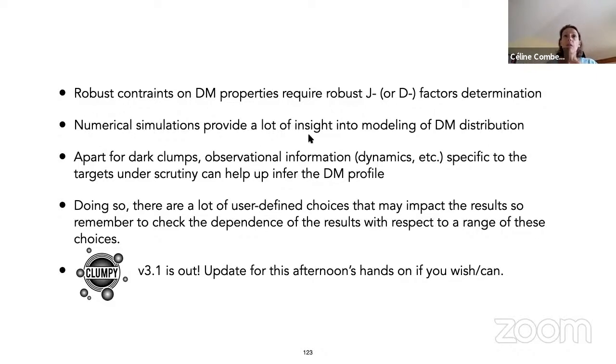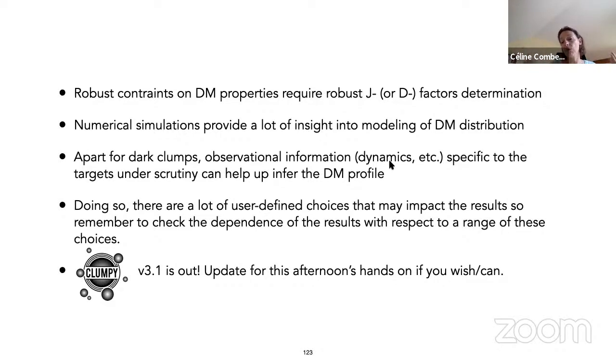Numerical simulations provide a lot of insight on how to model the dark matter distribution. We've relied a lot on dark matter only simulations. Now we have hydro simulations giving us new information. And basically what we did here is take those results and parameterize this in some way. Everything has a parameterized form based on what the numerical simulation tells us. So for the dark clumps, we can only rely on the numerical simulation. However, for any other target, galactic center, dwarf galaxies, galaxy clusters, we have information from observation at other wavelengths.